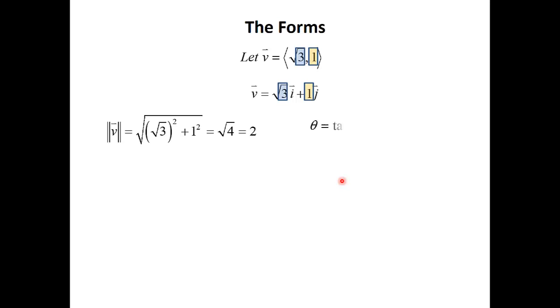Now I need the direction angle. And remember, the direction angle is the inverse tangent of the y component over the x component. And of course, we know that to be pi over 6. We can get this from the unit circle. Okay, so we get pi over 6. So now we have the magnitude and we have a direction angle. That means this vector v can be written as 2 times cosine pi over 6, comma, sine pi over 6. And this is the trig form.